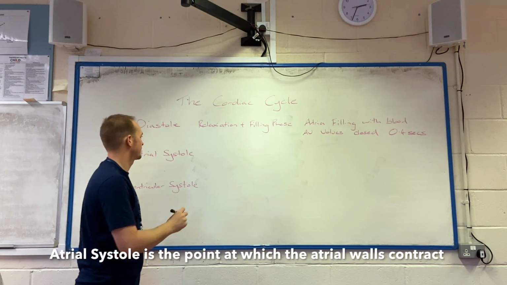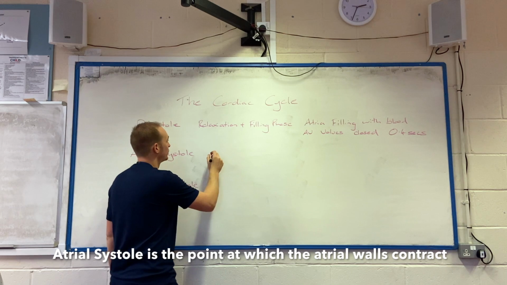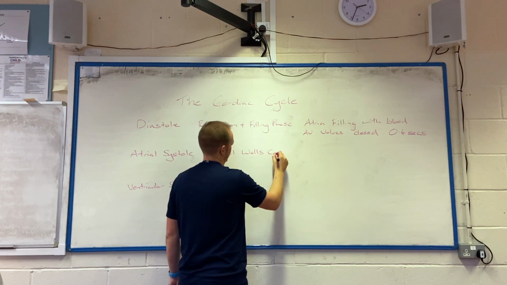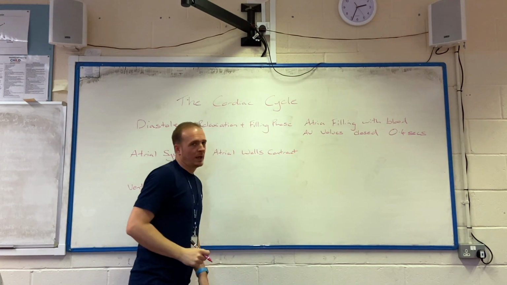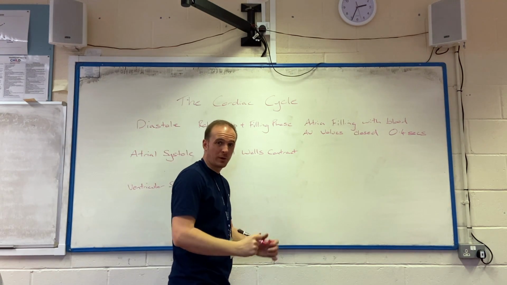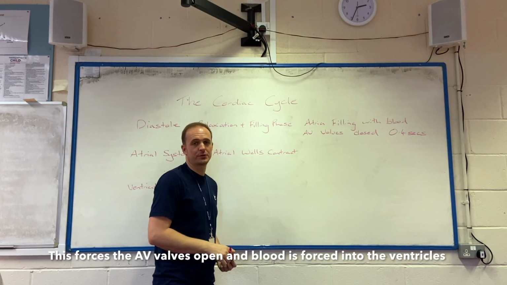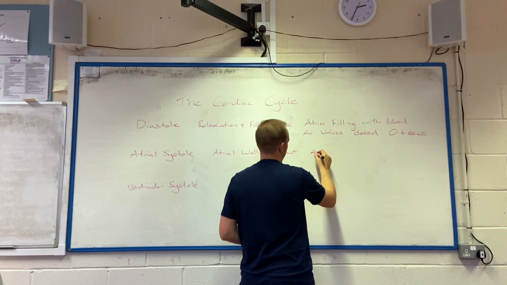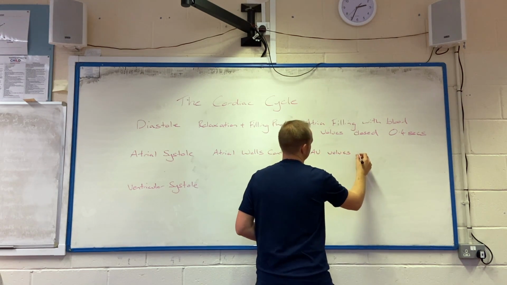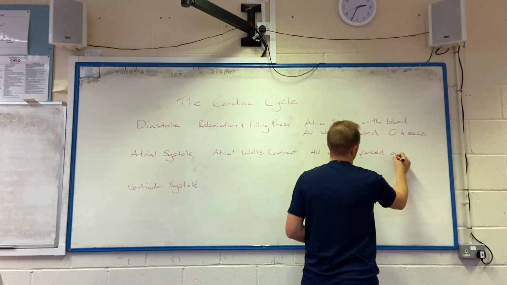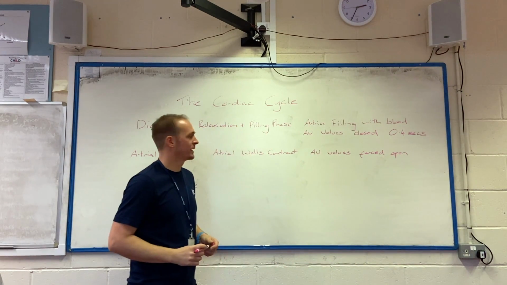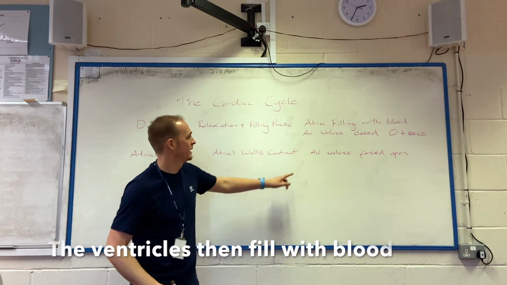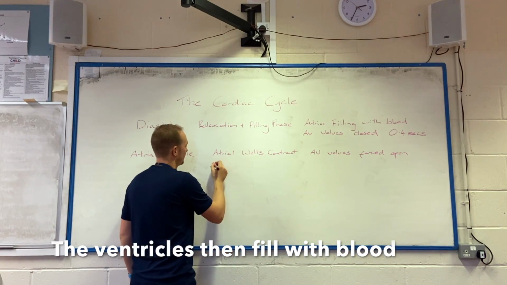During atrial systole, the atrial walls contract. As the atrial walls contract, the AV valves, those atrio-ventricular valves, the bicuspid and the tricuspid valves, are forced open. Then the ventricles will start to fill with blood. So atrial walls contract, AV valves are forced open, ventricles fill with blood.